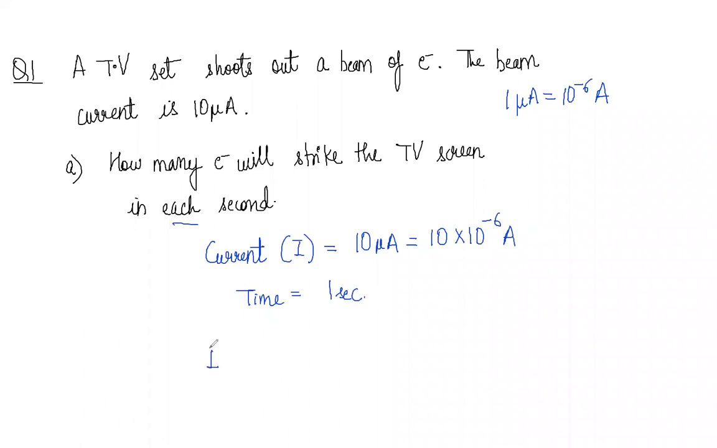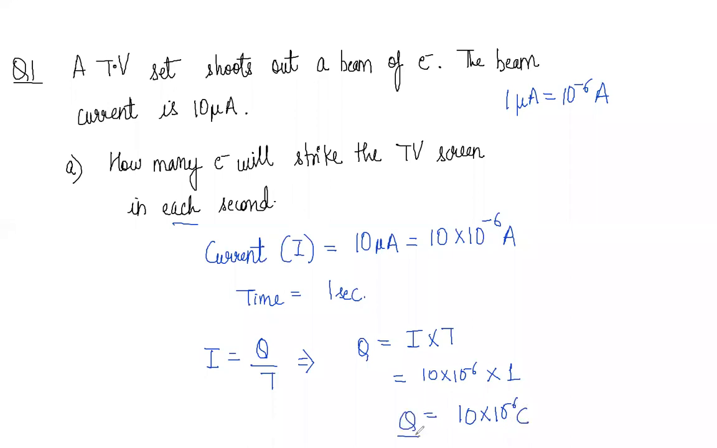I know I is equal to charge flowing per unit time, Q upon T. We have to find Q. Therefore, the value of Q will be I into T. The current is 10 into 10 to the power minus 6 and the time is 1 second. So the charge is 10 into 10 to the power minus 6 coulomb. So we have the total charge.